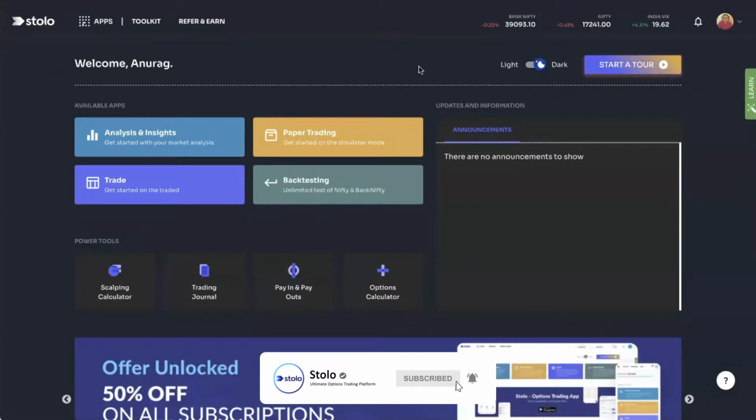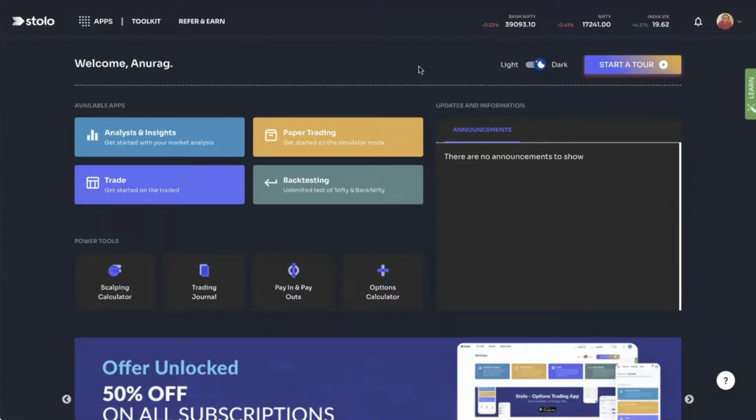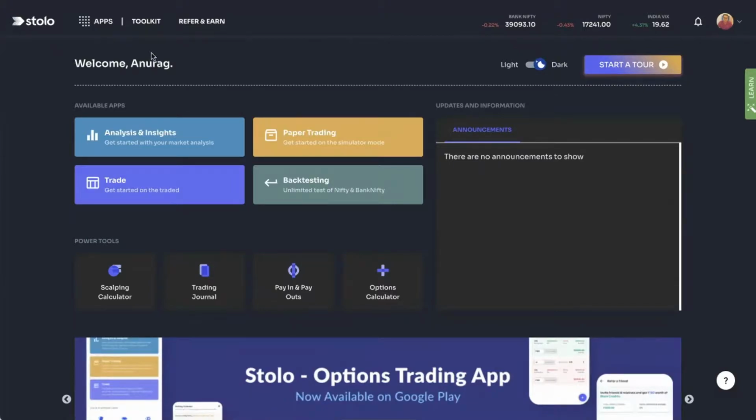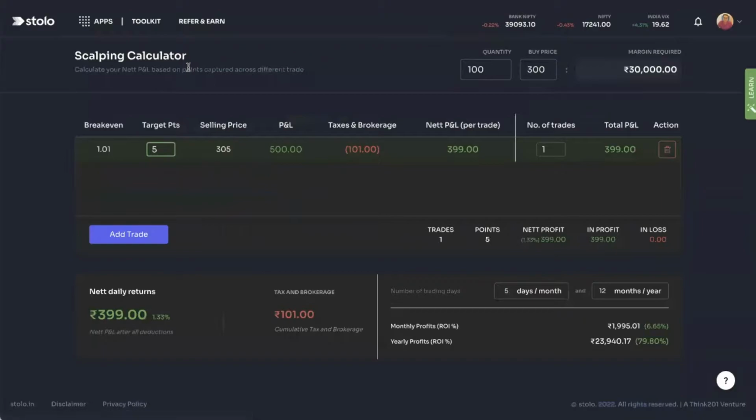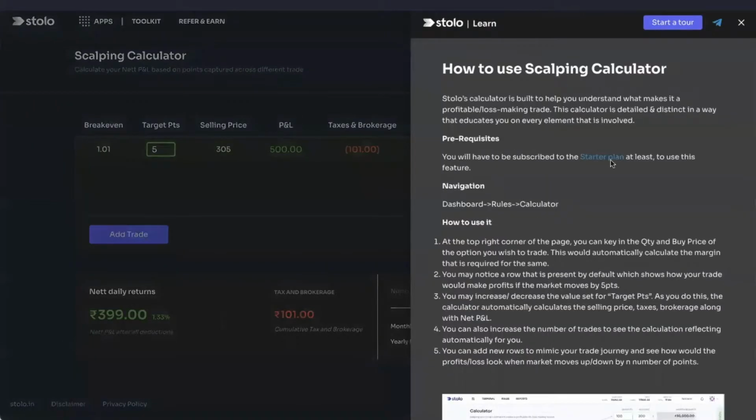In today's video, we'll look at the scalping calculator. For the calculator, we go here and click on scalping calculator. The scalping calculator has different kinds of inputs, primarily the quantity and buy price. To read more about the scalping calculator and understand how it works, you can always click on the learn section here.